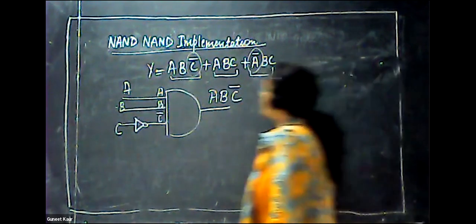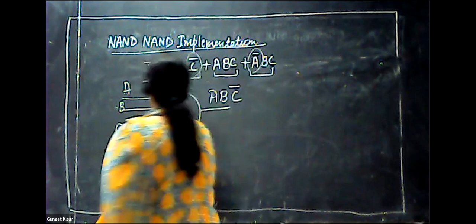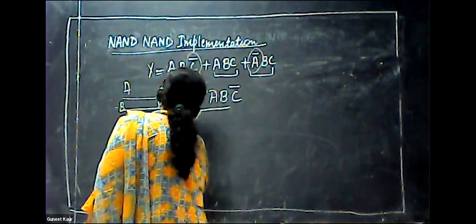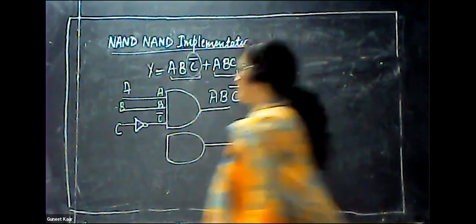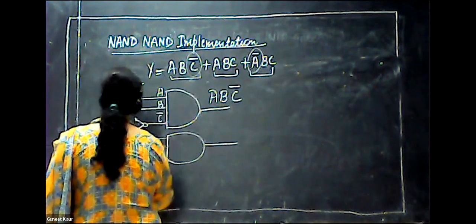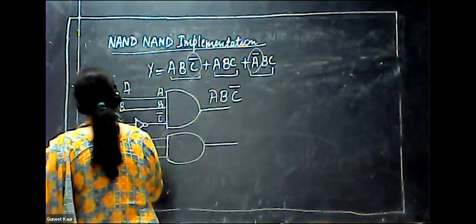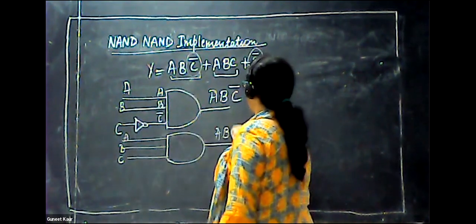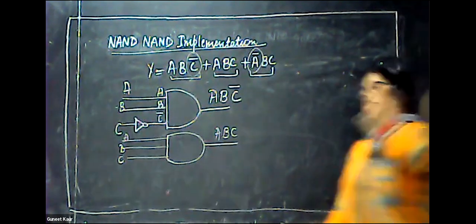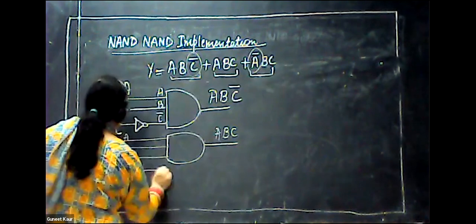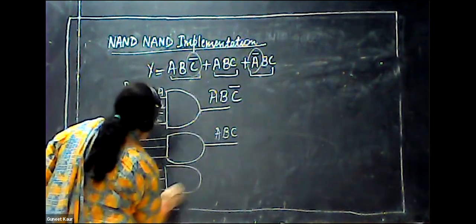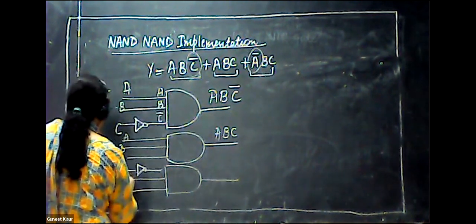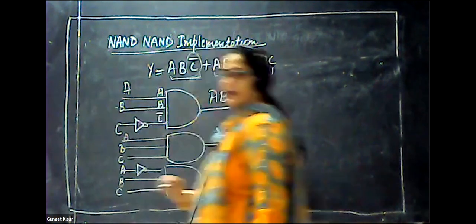Okay. Now I have to make the second term. For the second term, again I will have one AND gate with three inputs, A, B, C. No bar is there. Simply I will get A B C. Next, the third term, A bar B C. So now again, one more AND gate, but with an inverter on the first line, because I have to get the A bar here.